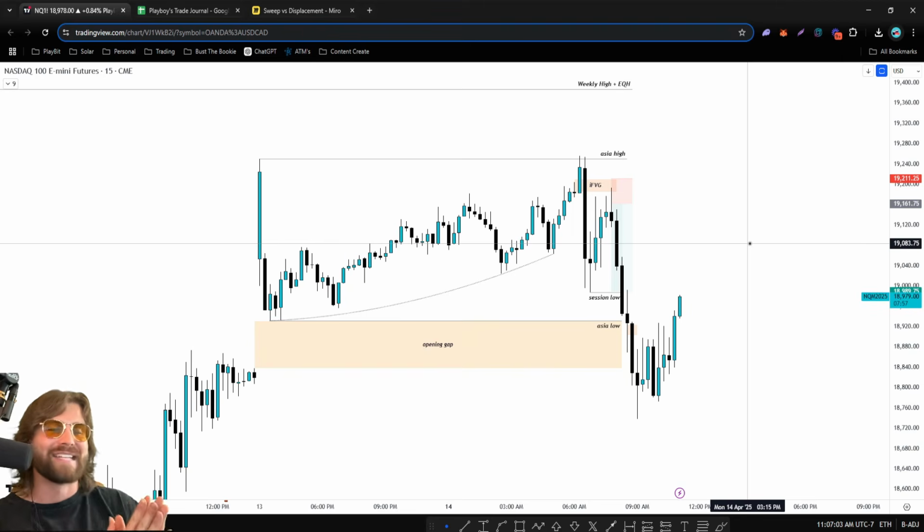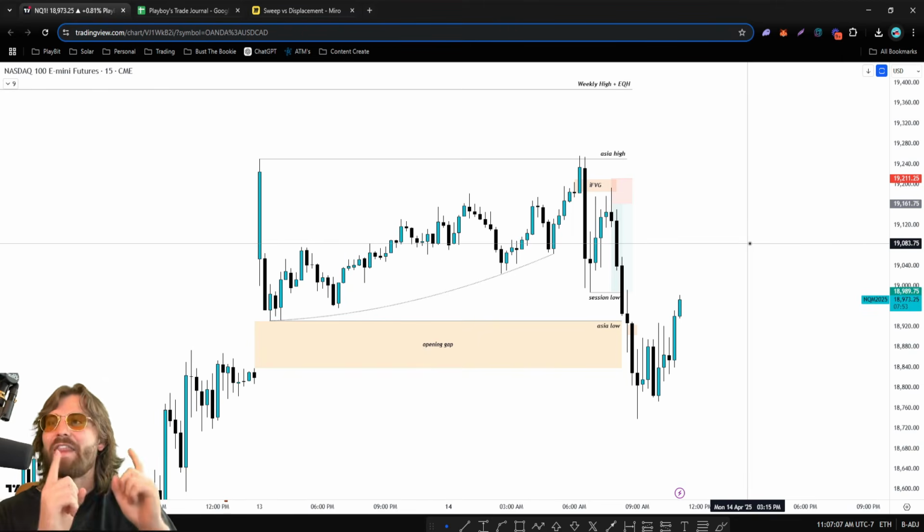And fantastic trade on NASDAQ. I can see it's already moving to the upside from where we said it was. So a great session. That is sweeps and displacement.